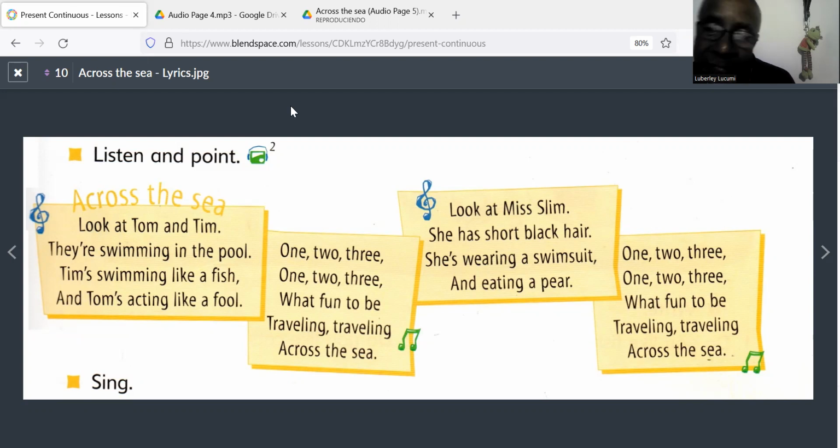Hey, you sound fantastic. Congratulations. That's good. Sounds good. Okay, now I invite you to underline the action in the lyrics of the song Across the Sea. Underline the action in these lyrics of the song, please.